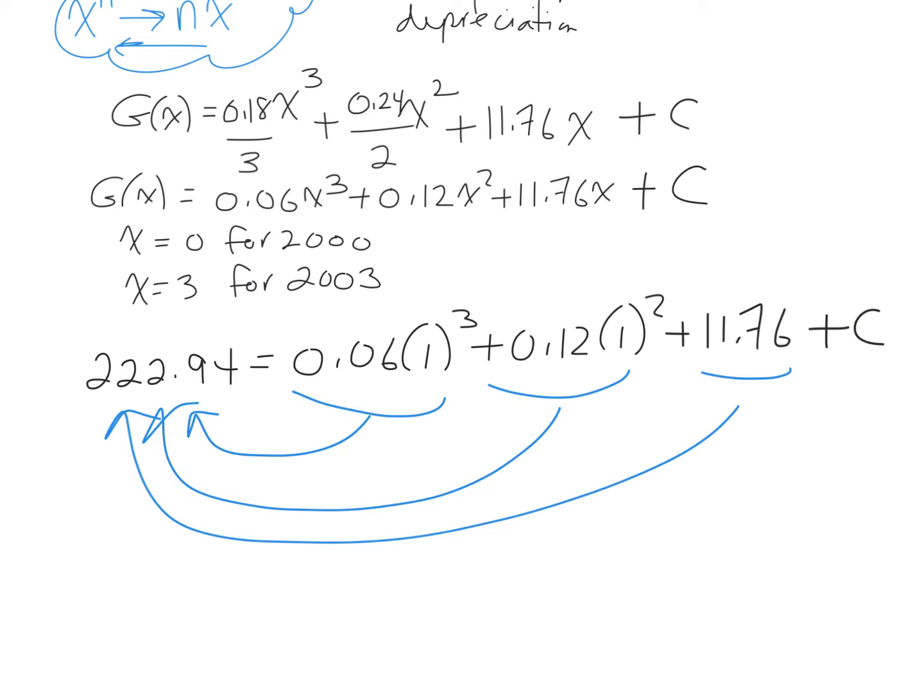So you're going to do 1 times 1 times 1 times 0.06, 1 times 1 times 0.12, 11.76. You can add them all up here and then subtract them from 222.94. And so you'll get the value of C. Which is what? Anyone?